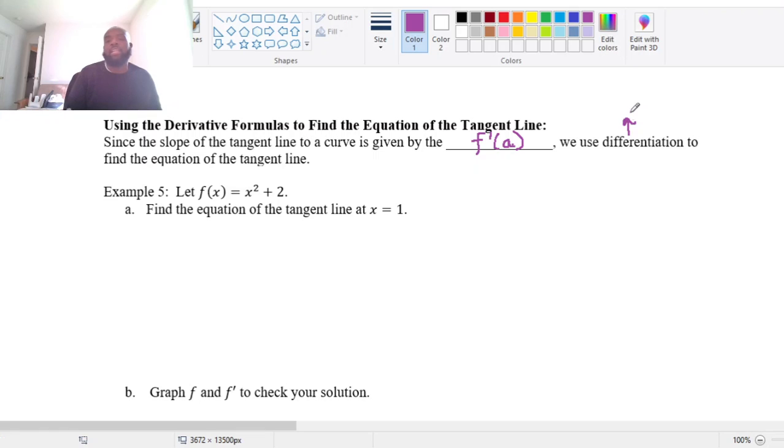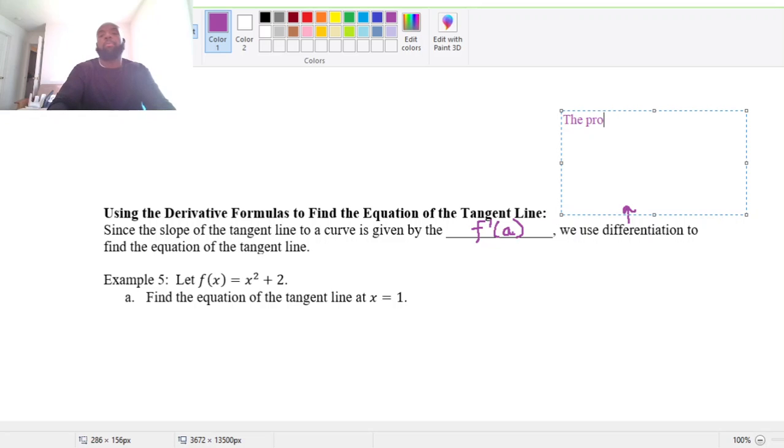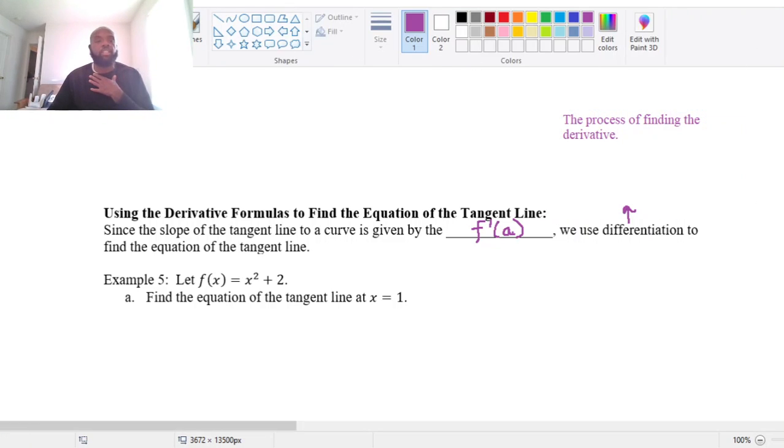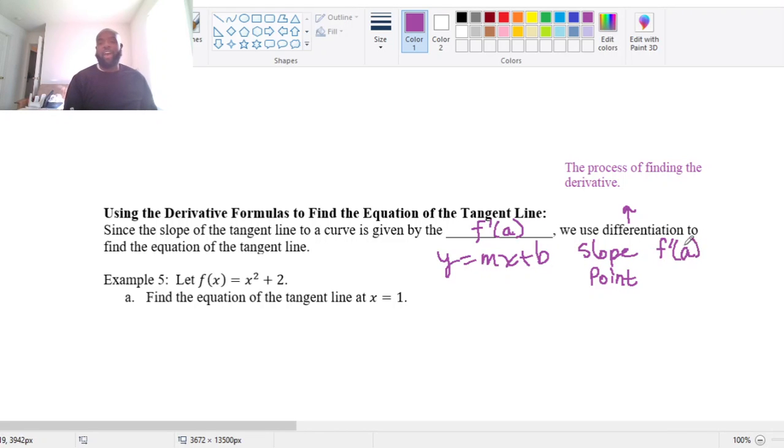By the way, differentiation, I didn't even define this, right? This is the process of finding the derivative. That's what we call differentiation. The process of finding the derivative. That's differentiation. And so it says we use differentiation to find the equation of a tangent line, right? Remember, if we want an equation, y equals mx plus b, we need a slope and a point that the tangent line will pass through. Well, the slope is going to be the derivative evaluated at that input value.